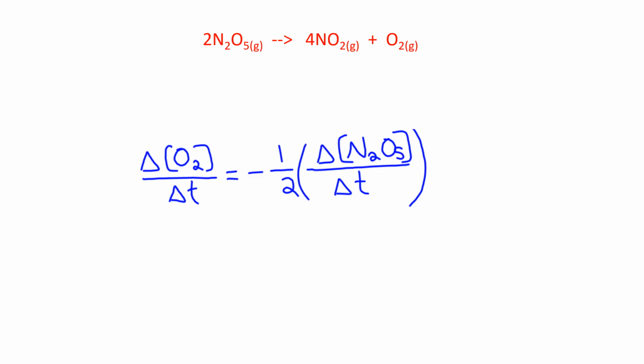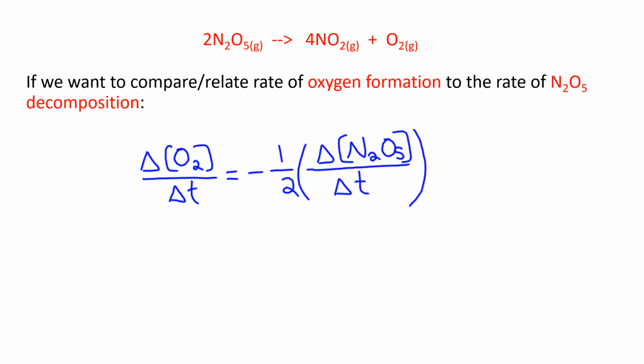Now, if I look at this reaction, you don't have to rewrite this. It's the same reaction. If we wanted to compare or relate the rate of oxygen formation to the rate of N2O5 decomposition, how would we go about that? Well, it's going to look something like this. So it's very similar to what we just saw, only you don't see the word rate written anywhere. It's change in concentration of oxygen over time is equal to negative 1/2 of change in concentration of N2O5 over time.